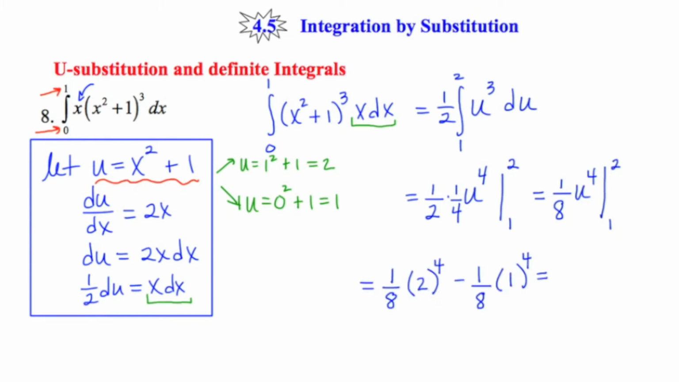Now 2 to the 4th is 16, and 1/8 of 16 is 2. 1 to the 4th is just 1, so 1/8 times 1 is 1/8. 2 minus 1/8 would be 1 7/8, or 15/8. So this 15/8 is the evaluation of this definite integral, and it also represents the area under this curve, if you were to graph it, starting at x equals 0 and ending at x equals 1.